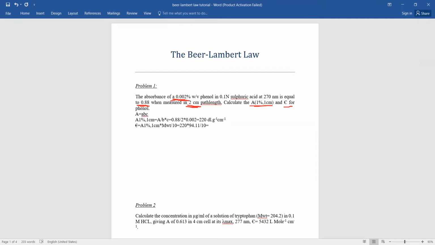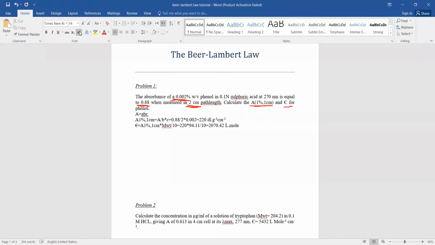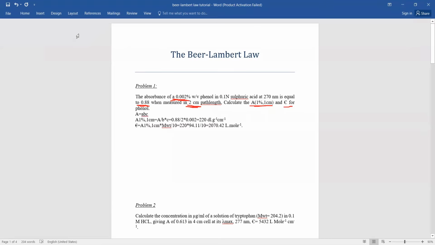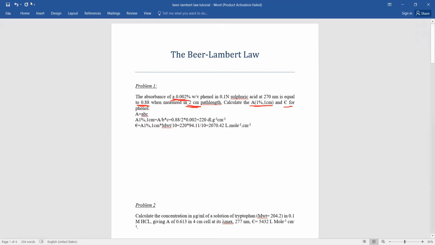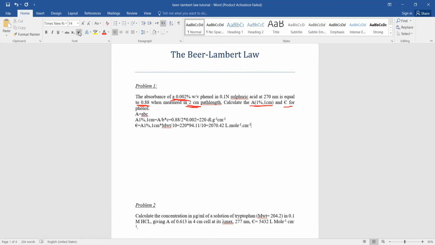Okay, it's equal to 270.42, and we must write the unit, which is liter mole^-1 centimeter^-1. Okay, and this is the first question. Let's move to the second question.